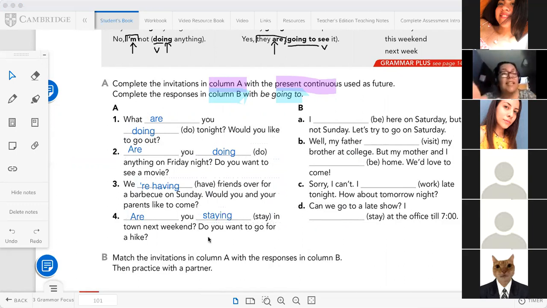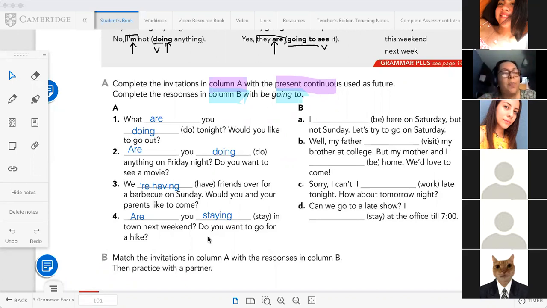Okay, very good. So all of these are invitations, okay? As you see, the invitation starts with, what are you doing tonight? Are you doing anything tonight? Y luego viene la invitación. Es de dos partes. Primero, ¿qué vas a hacer? Después te invito, all right?